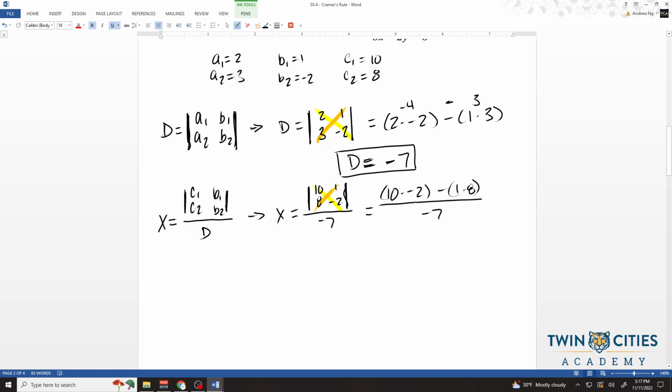Well, 10 times negative 2, that's going to be negative 20, minus 1 times 8 is 8. So x is going to be equal to negative 20 minus 8, which is negative 28, over negative 7. X is equal to 4.